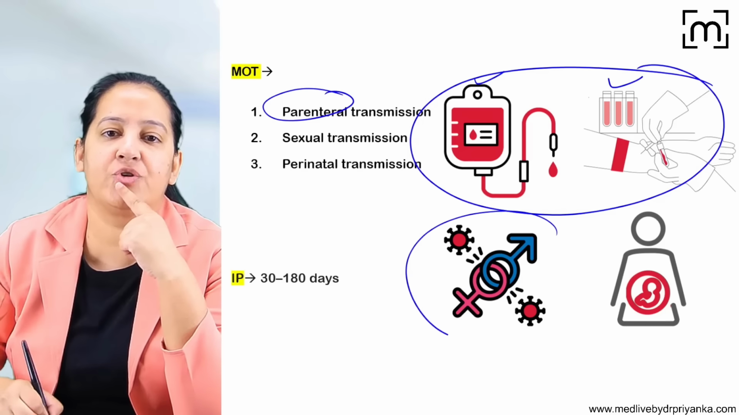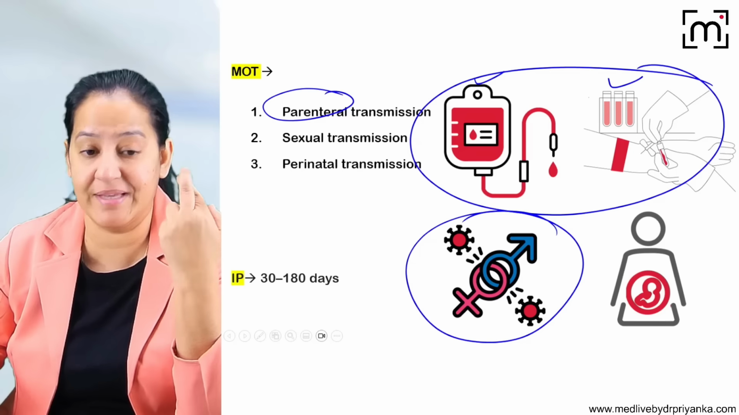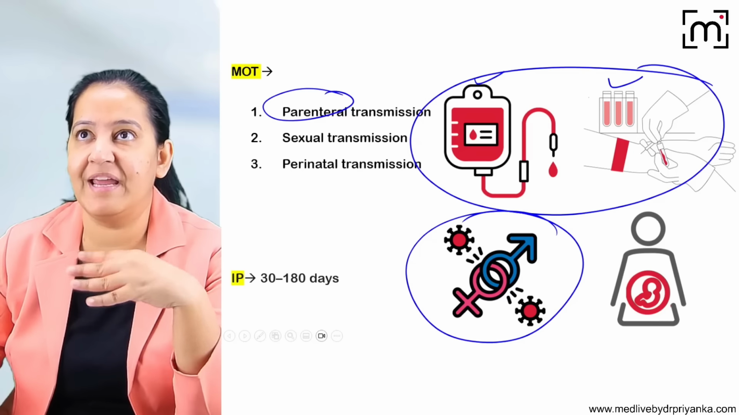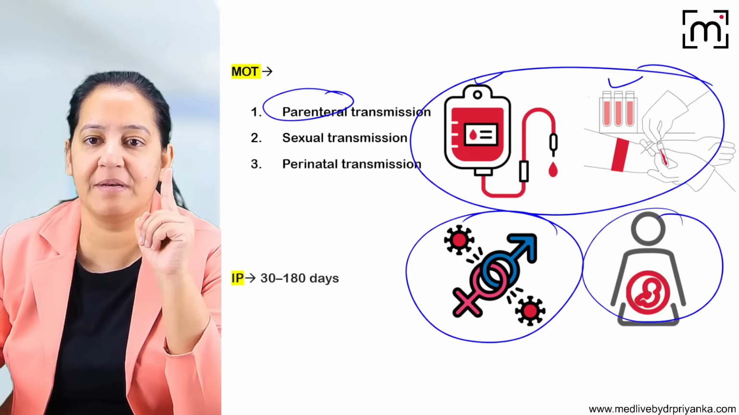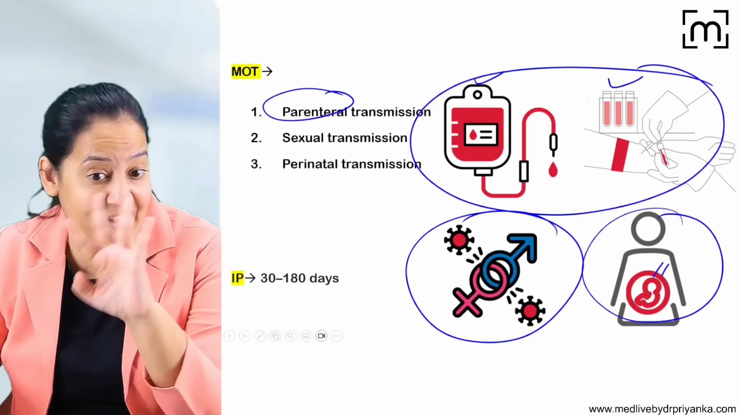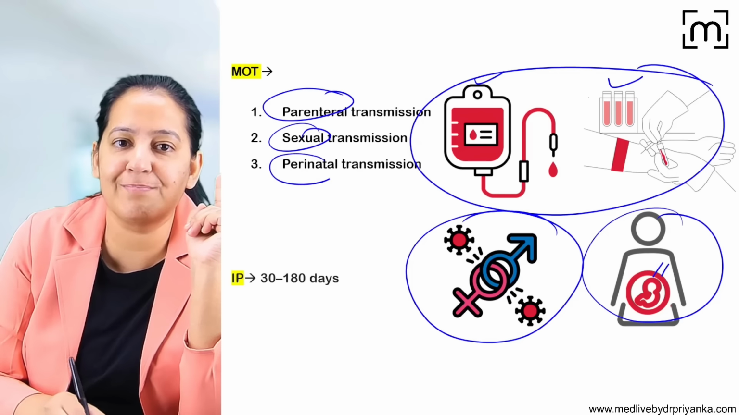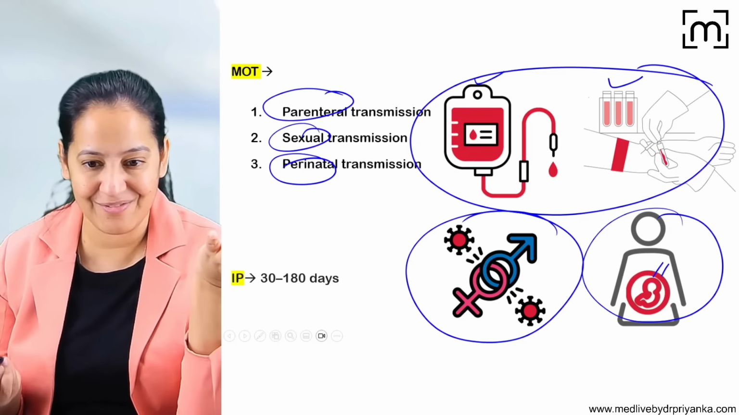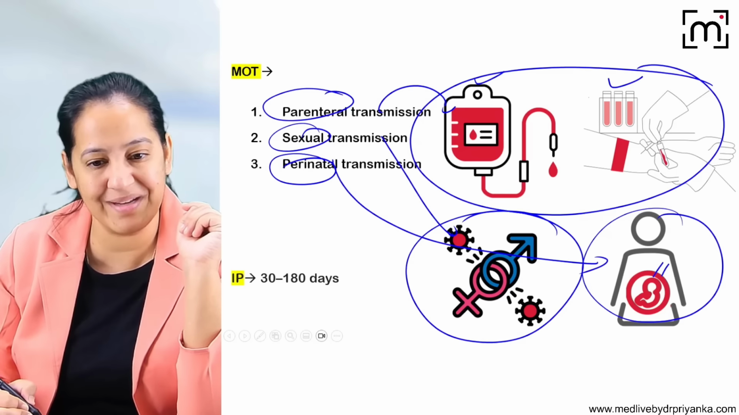It can be via the sexual route between male and female. Infected male or infected female, if they are having sexual intercourse, they can transmit the infection to the sexual partner. And third is the vertical route. In the vertical route, it is transmitted via placenta from the infected pregnant lady to her fetus. So that is the vertical route. That vertical route is also known as the perinatal route. So these are the 3 routes we have seen: this is parenteral, this is sexual, this is perinatal or vertical.